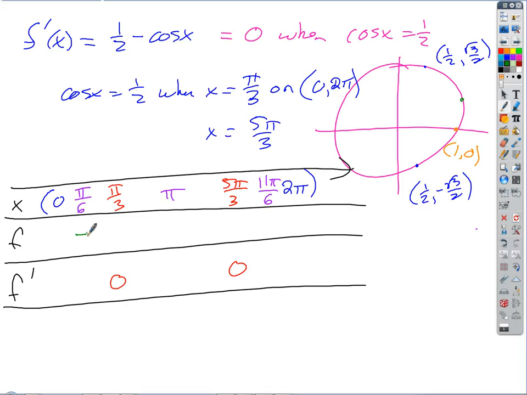At pi, the cosine of that is -1, right? So 1/2 minus -1 is positive or negative? It's positive. Okay. Oops, got it on the wrong line. What am I doing?